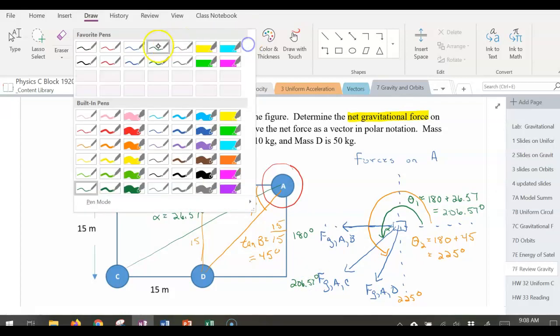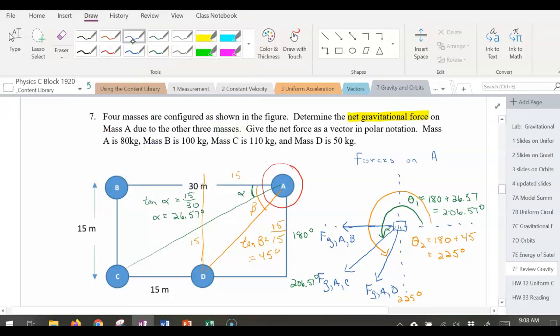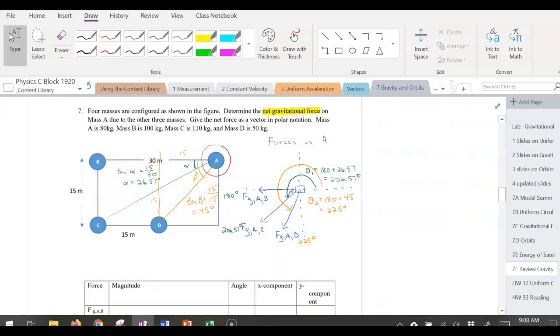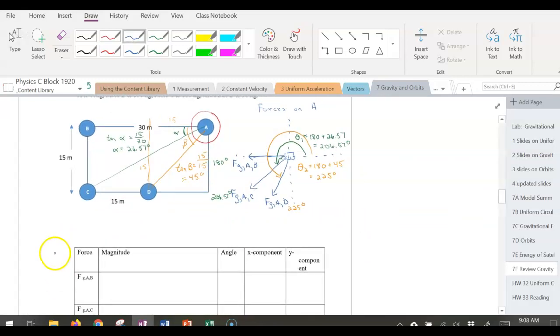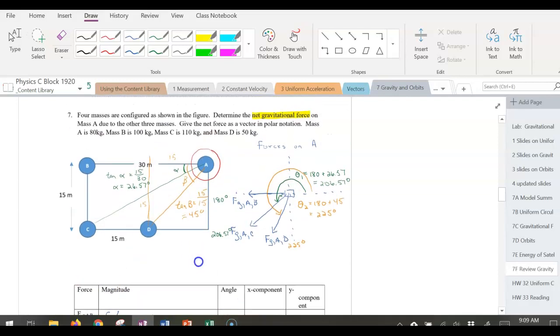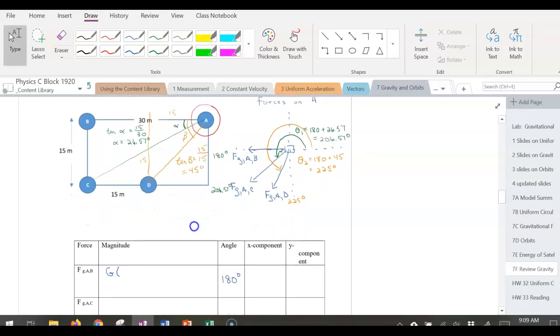Okay, so for each one of these forces, I know the direction that it is pointing. So the next thing that I want to do is to set up, oh, the table is already set up for me here. I've got a table where I've got each of the forces, a place to find the magnitude, a place to write the angle, and then to find the components in the x and y directions. So for the force that's being exerted on A by B, that's at an angle of 180 degrees. The magnitude would be G times the product of the masses. Let's see, mass A is 80 and mass B is 100.